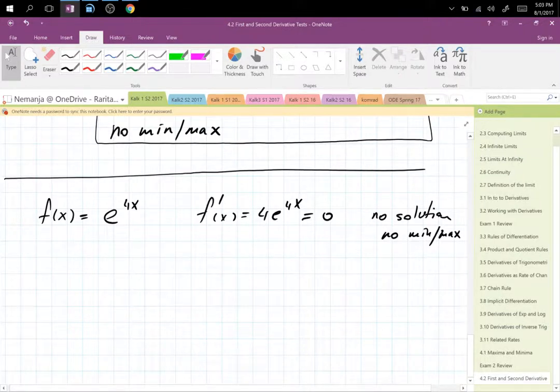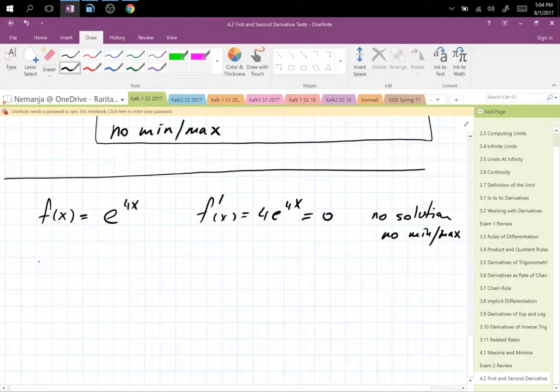Do we have a vertical asymptote here? No, right? ln has the vertical; this one has a horizontal. So we don't have critical points, and we don't have a vertical asymptote. Do we get to partition this? It's all just one partition for the entire domain.